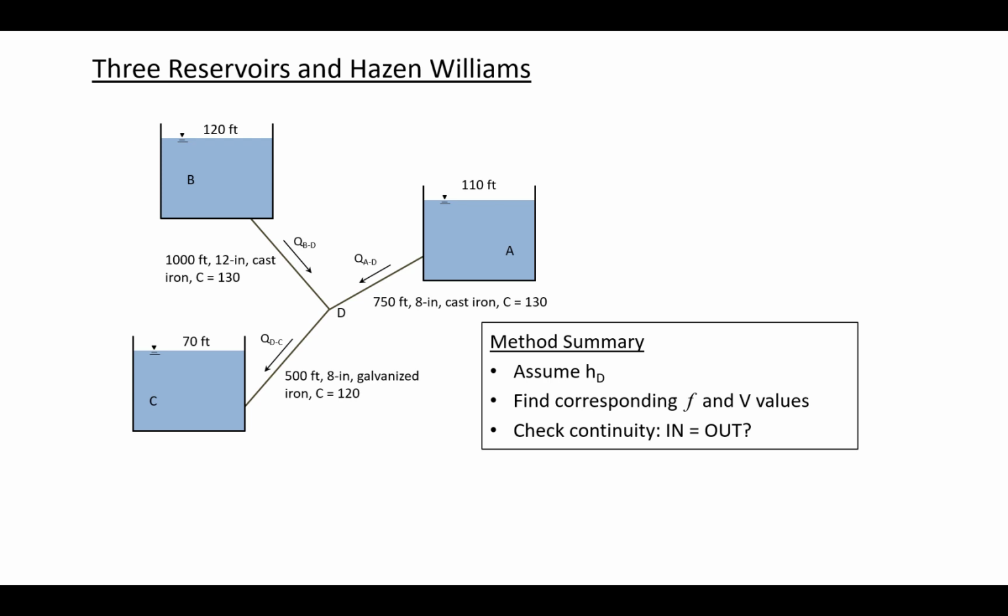Who can refresh our memory? We talked about it on Wednesday. What's the classical uncertainty of the three reservoirs problem? What is the main thing that we don't know? What makes this an ambiguous scenario? Go ahead. Elevation at D. The elevation at D. Okay.